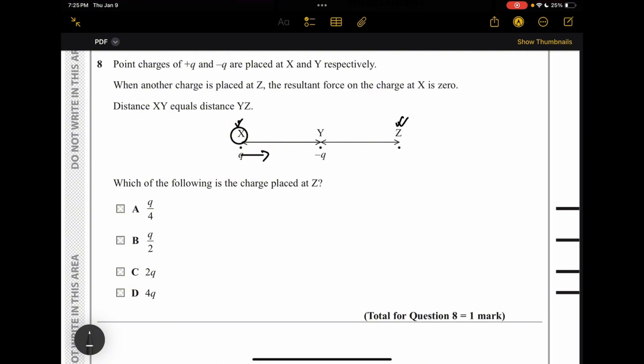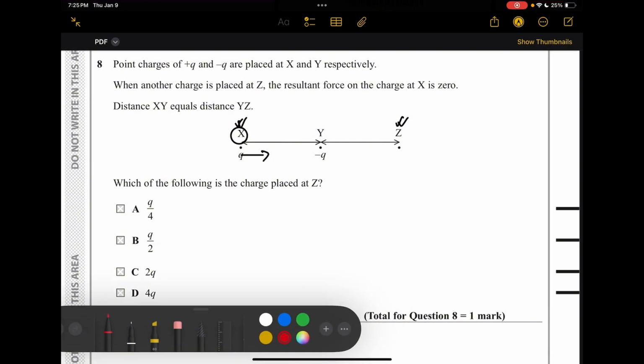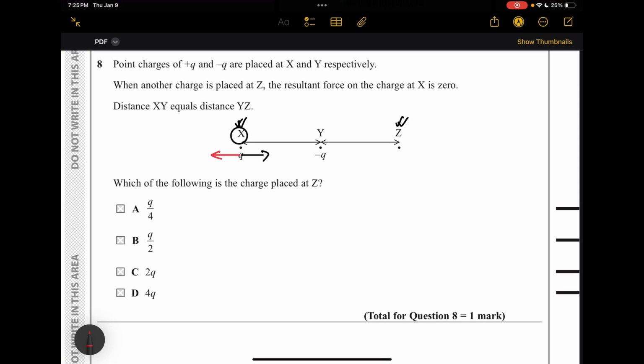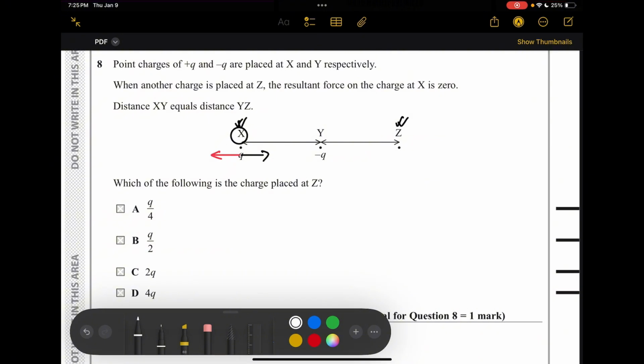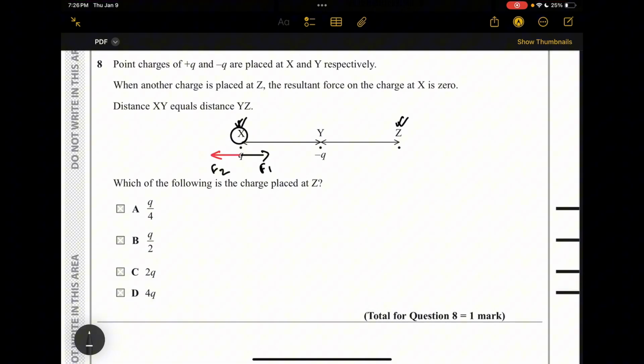So we can say, if the resultant force on x has to become 0, there must be a force acting in this direction, right? If we name this force as F1 and this force as F2, we can say F1 is equal to F2. As the resultant force is 0, we can say F1 is equal to F2. This F2 is the force that this Z has exerted. Just because of that, the resultant force on X became 0. Otherwise it would never have become 0. So when another charge, let's say Q, was placed at Z, that Q exerted F2 force on X, which made the resultant force 0, and this force was exerted in the opposite direction to where F1 was exerting. So we can say F1 is equal to F2.